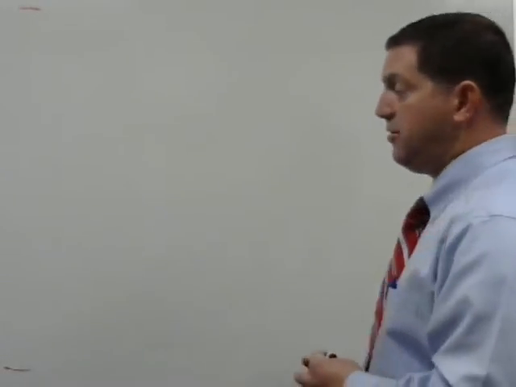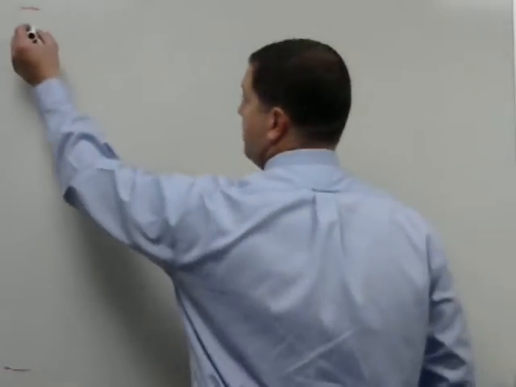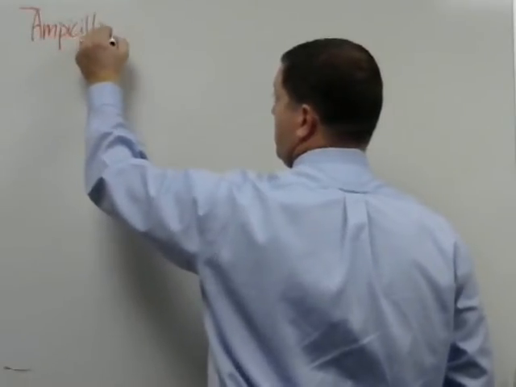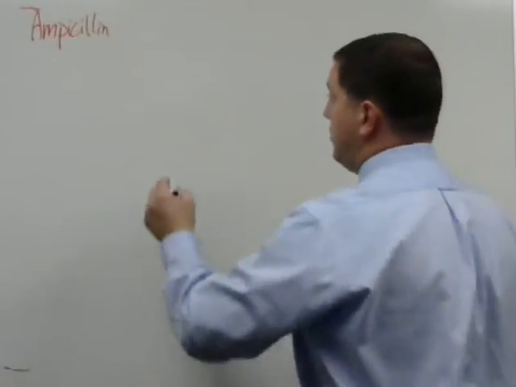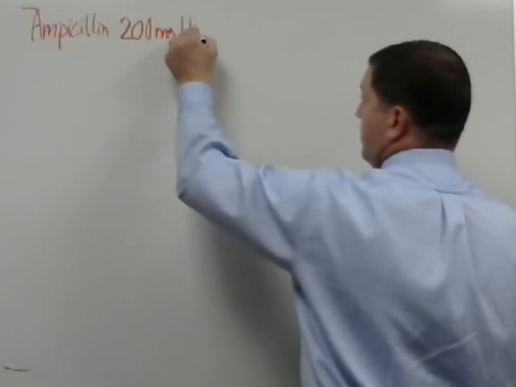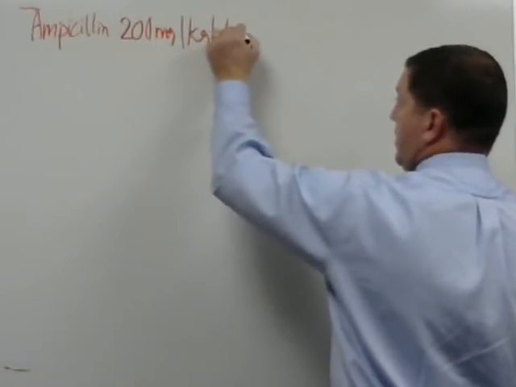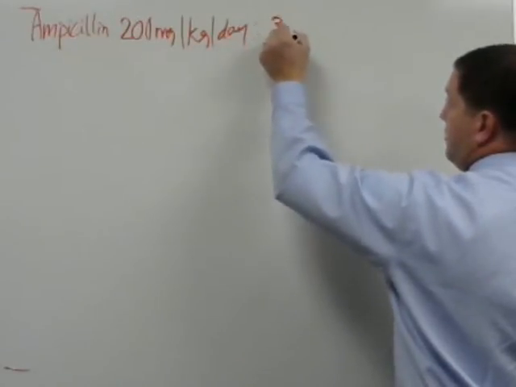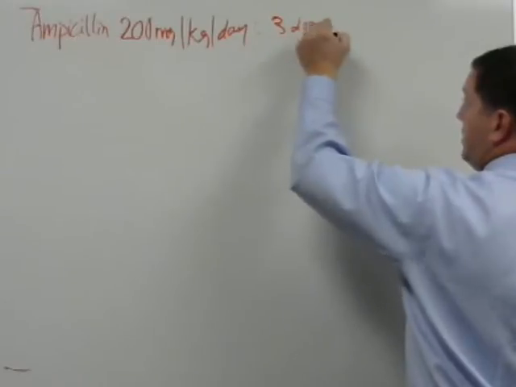We're going to start out with a physician's order that says to give ampicillin. They want to give 200 milligrams per kilogram per day, divided into 3 doses during the day.